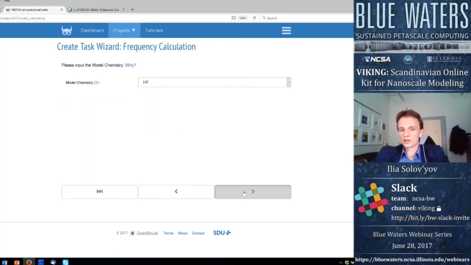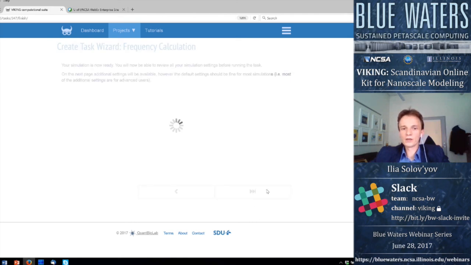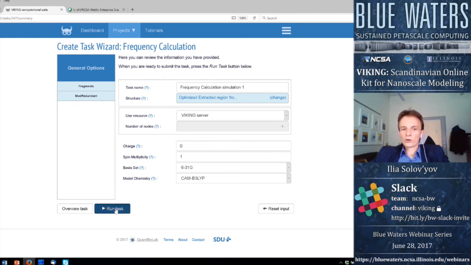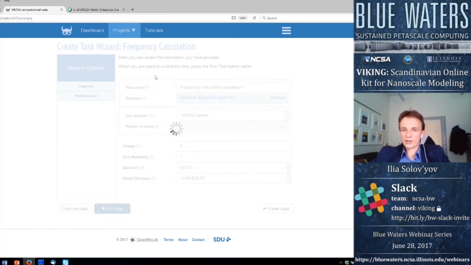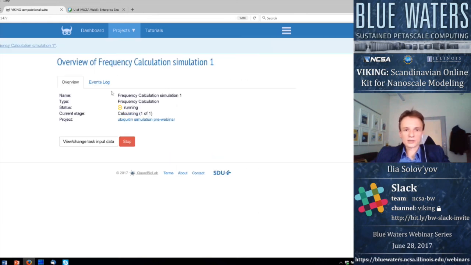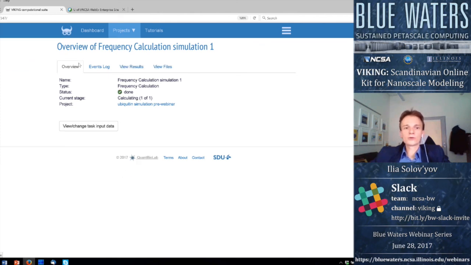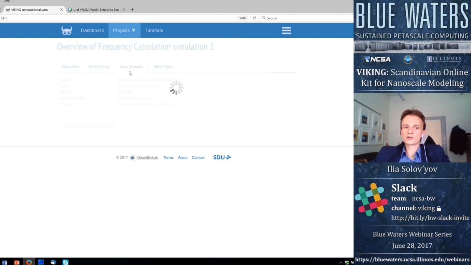Again, I need to answer the questions, and it's important, of course, that I use the same method for frequency calculation as I used for the geometry optimization case. All right, so now I run this task also, and as I announced before, it's probably going to complete rather soon. Yes, it's done. So let's have a look at the results now.